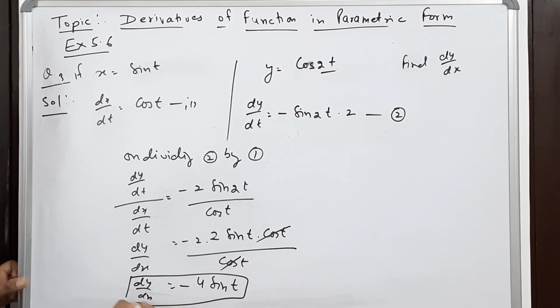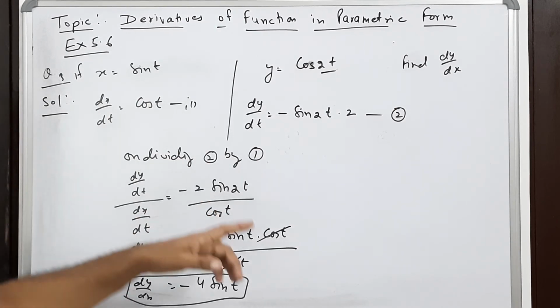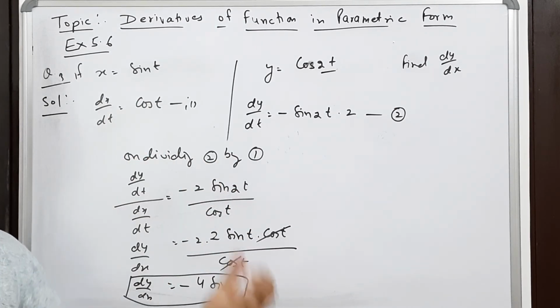So in this way we find the derivative of a function if it is given in the parametric form.